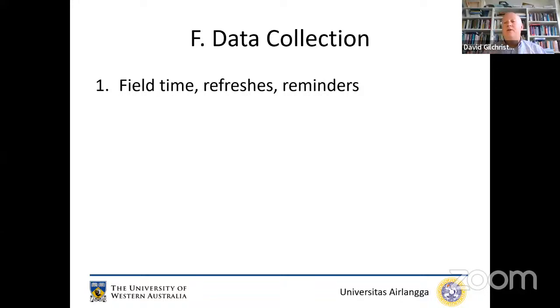And then refreshers and reminders are important. So getting out and telling people. A lot of people want to participate and they are happy to say that they will participate, but they don't always prioritize it because they've got other things to do. So you've got to keep putting the survey in front of them to get them to participate. I think that's really important.